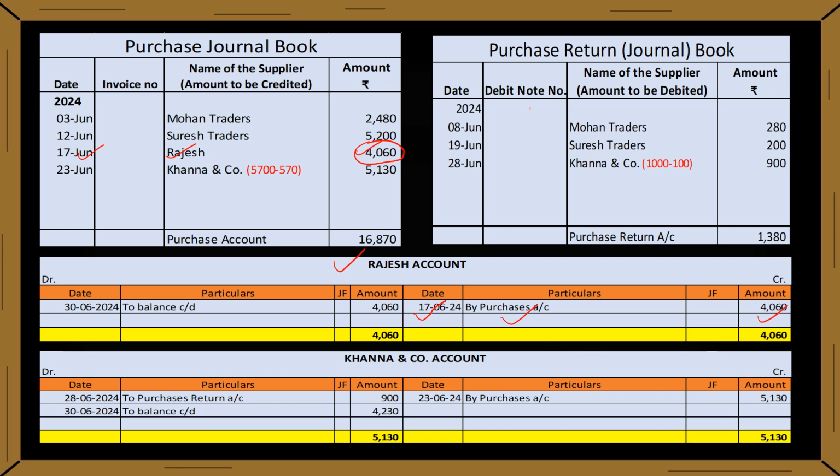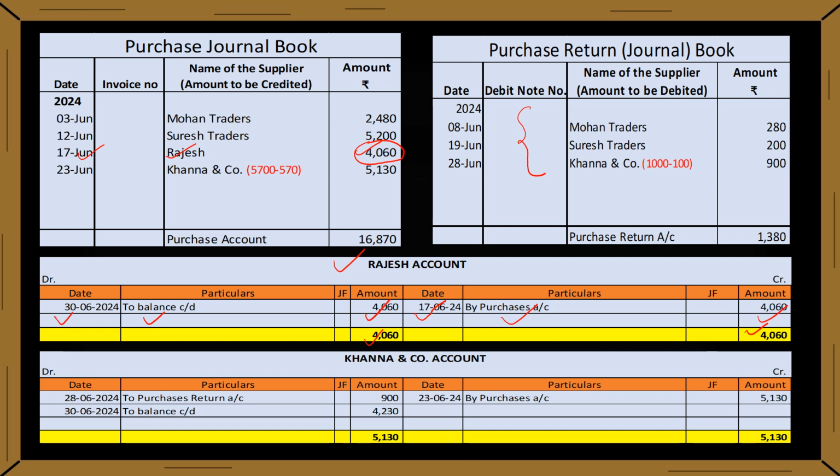There are no returns from Rajesh in the purchase return journal. So we take the total of 4060 on the credit side to the debit side also 4060. On 30th June 2024, on the debit side we write to balance carried down 4060.